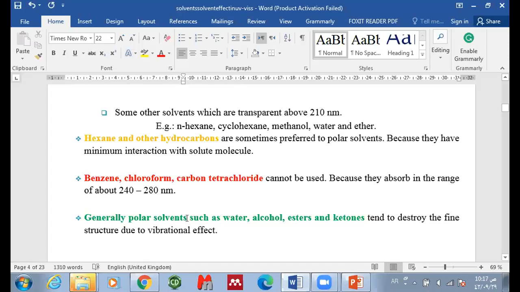Generally, polar solvents such as water, alcohol, esters, and ketones tend to destroy the fine structure due to vibrational effects. These solvents destroy the chemical or molecular structure of the solute due to vibrational effects.